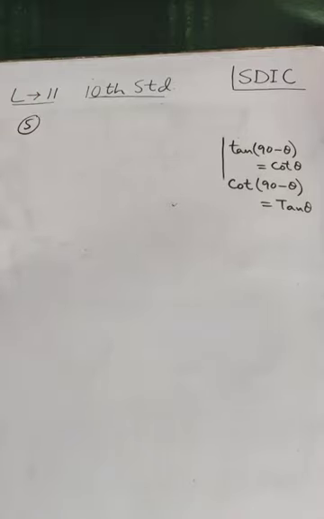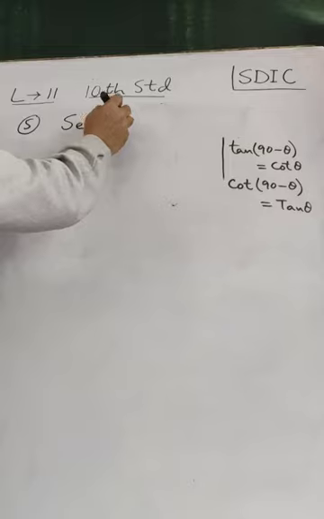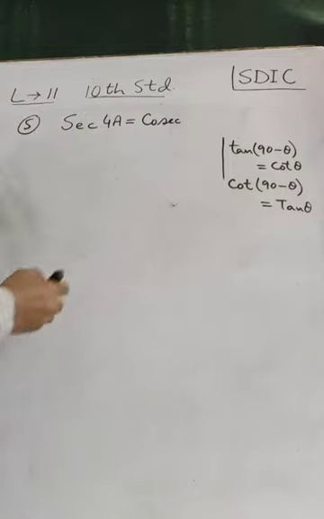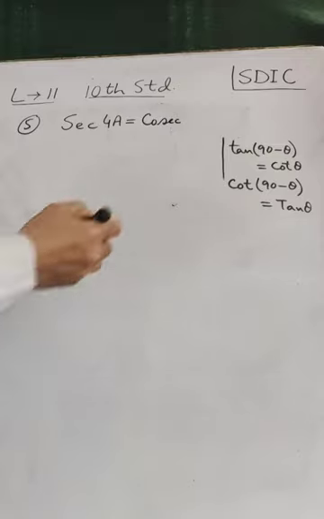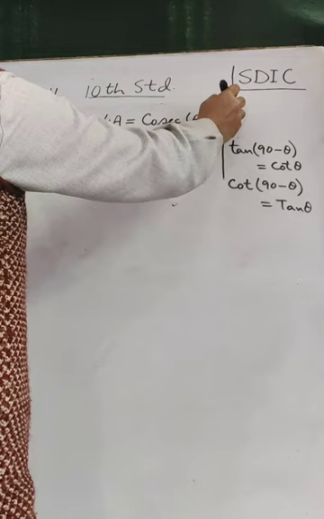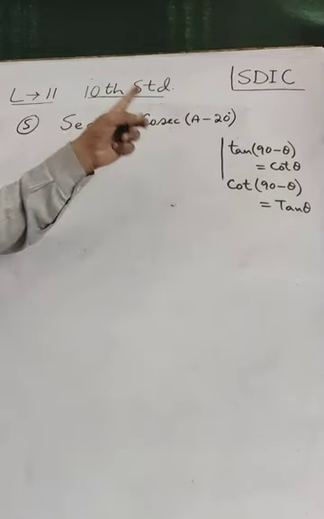Question number 5. Procedure is same, but this time trigonometric ratios have changed. We have sec and cosec involved this time. Sec 4a is given equal to cosec a minus 20. Procedure will be same, but sec and cosec are involved.